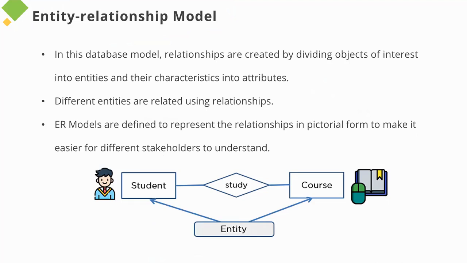The ER model divides the objects of interest into entities and their characteristics. What does a student do? A student studies. What does a teacher do? A teacher teaches. These are their characteristics. These characteristics are called attributes, whereas the objects are called entities.